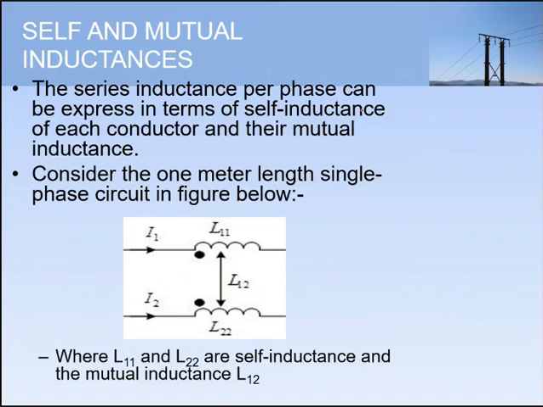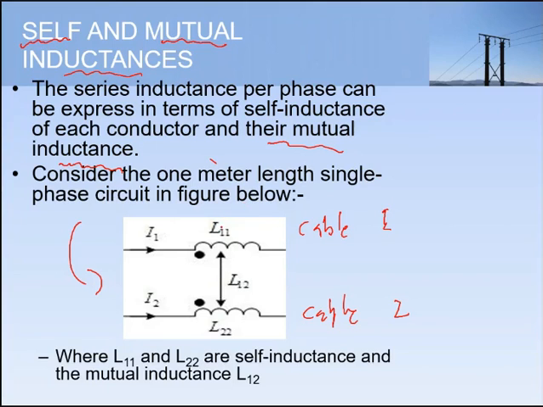Okay. Ini case yang lain. So the series, okay, there's a new term here, self and the mutual inductance. So the series inductance per phase can be expressed in terms of self-inductance of each conductor and their mutual inductance. So the mutual inductance, if you look at this figure below, consider the 1 meter length single phase circuit. So there's 2 cables here. This one is cable 1. This one is cable 2. So this cable has their own inductance in total, which is the L11, and this one also has their own self-inductance, the L22. But there's another, we call that L12, which is the mutual inductance.